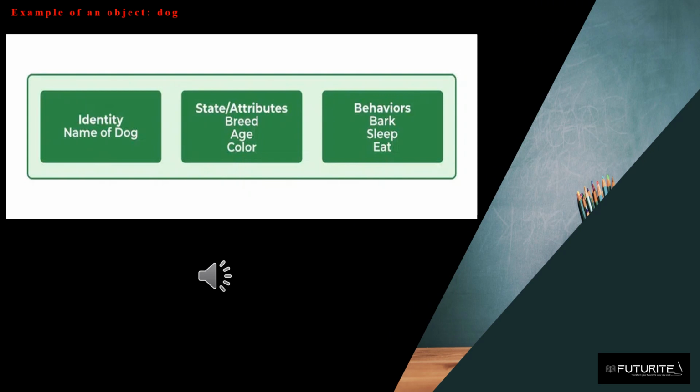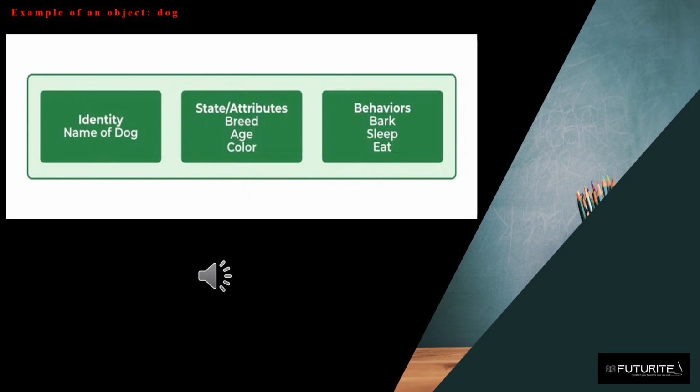So here is a simple example diagram which will illustrate the object. The first is identity. Suppose you have a dog and we consider the object as a dog, and say the dog is an instance of class A, for instance. The dog must have a name which will differentiate it from other objects. So the name of the object comes under identity.